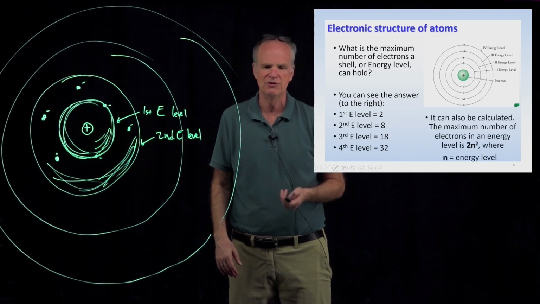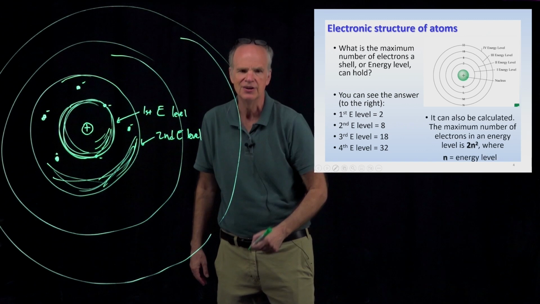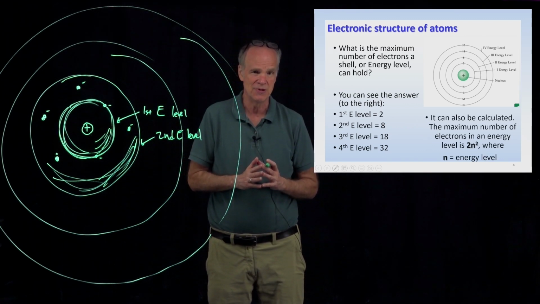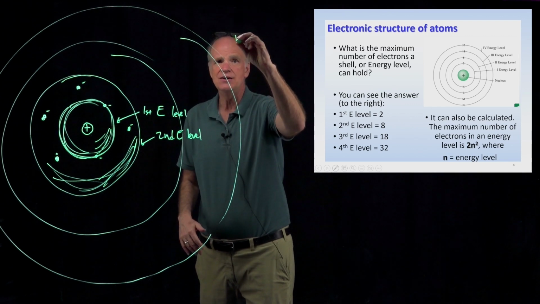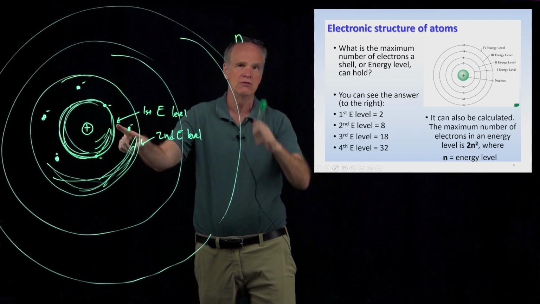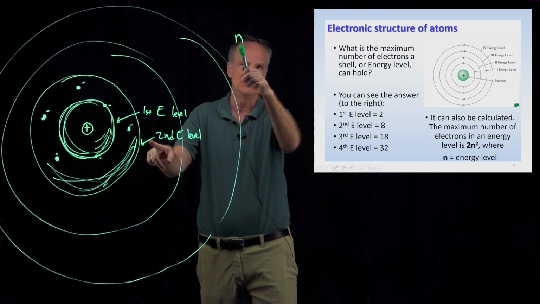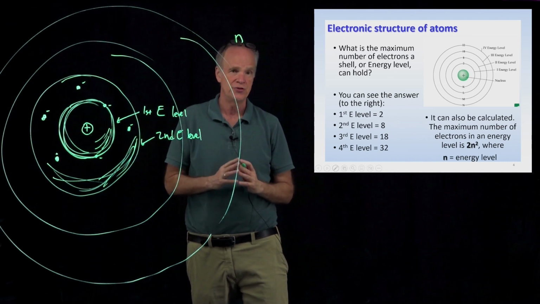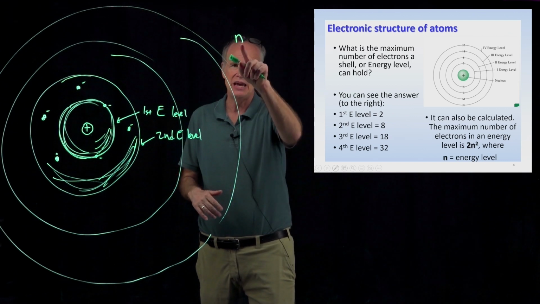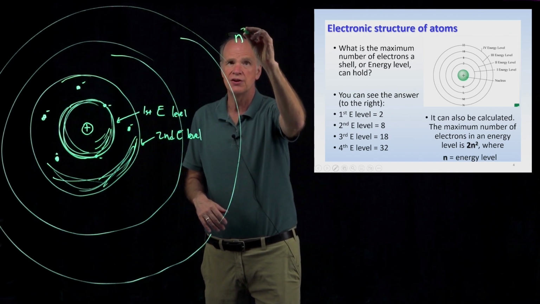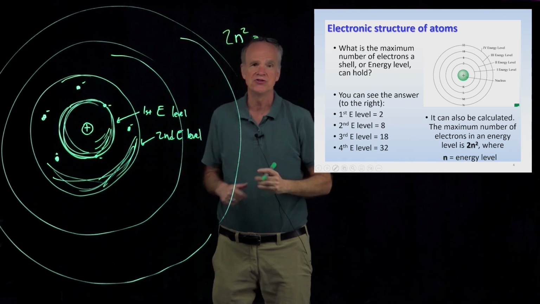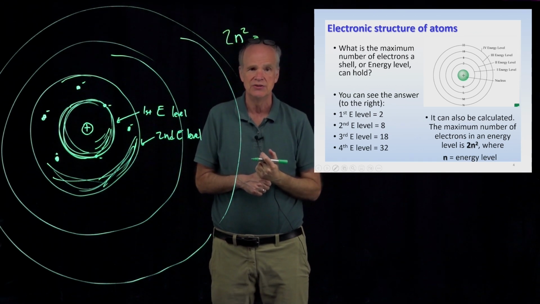And so you might be wondering, do I have to memorize these numbers? And actually, you're not really. What you can do is just remember this. If n is the number of the energy level, whether it be the first energy level, n would be 1, the second energy level, n is equal to 2, and so on, to figure out the total number of electrons in that energy level, you take the energy level number and you square that, and you multiply by 2, and this number tells you the total number of electrons in that energy level.